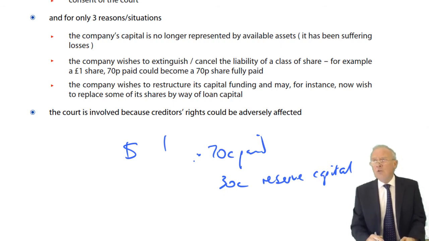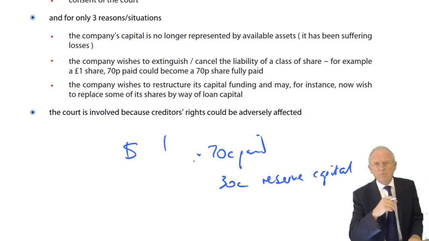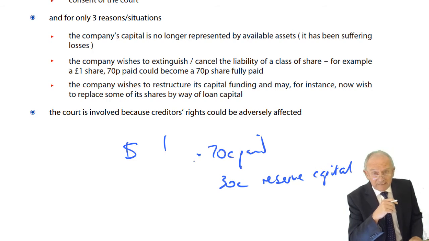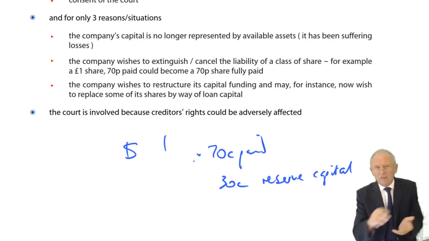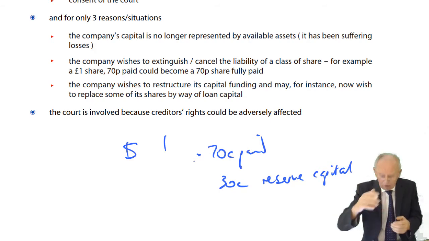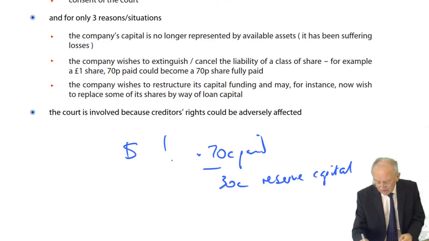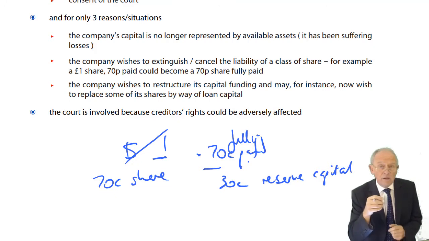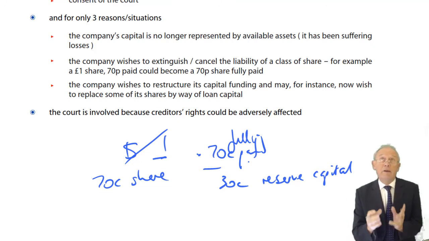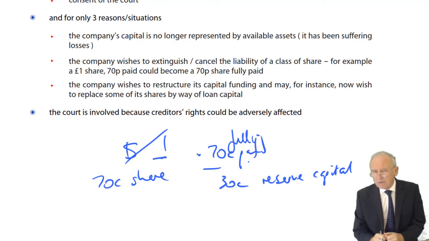But if the company's got phenomenal assets, it's got $1.9 billion worth of net assets, then why have this threat hanging over the shareholders? Why not just say, look, we're going to extinguish this liability. We're going to take it off. So instead of it being a $1 share, 70 cents paid, why not just call it a 70-cent share, fully paid? And that then takes this sword of Damocles away from you. There's no longer a threat hanging by a spider's thread, ready to fall down on you. So that's the second way in which capital may be reduced.